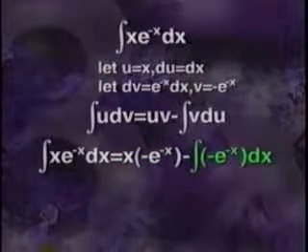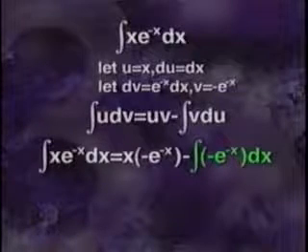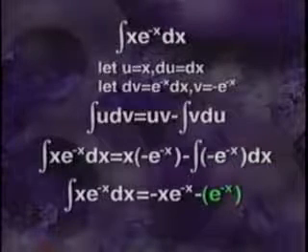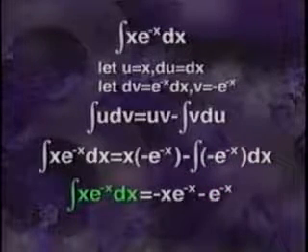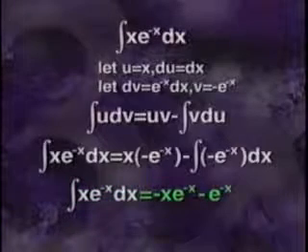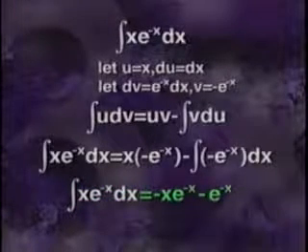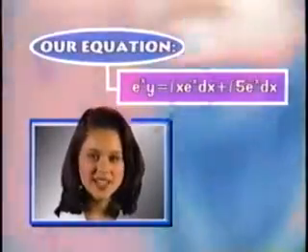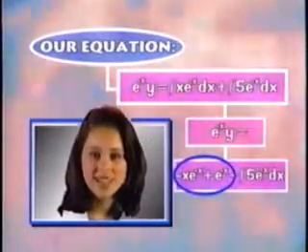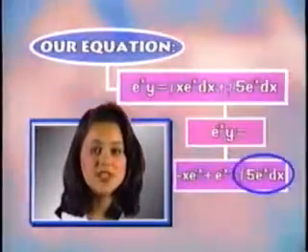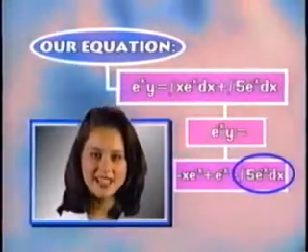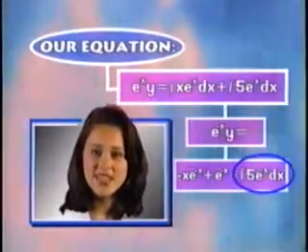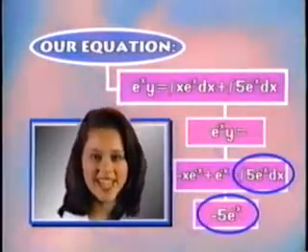Now we just need to integrate the last part, which is easy enough because the integral of negative e to the negative x is just e to the negative x. Therefore, the integral of x times e to the negative x dx is negative x times e to the negative x minus e to the negative x. Now back to our equation. We just found the first integral on the right side. Now we have to find the next one, the integral of 5e to the negative x. This one's not so hard, so we'll do it right here. The integral of 5e to the negative x is just negative 5e to the negative x.